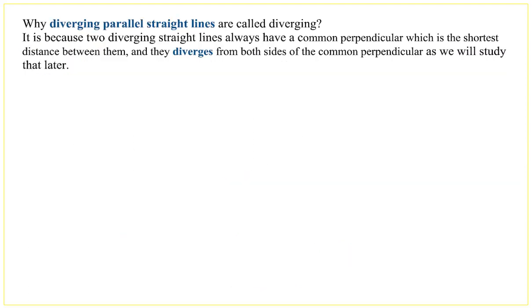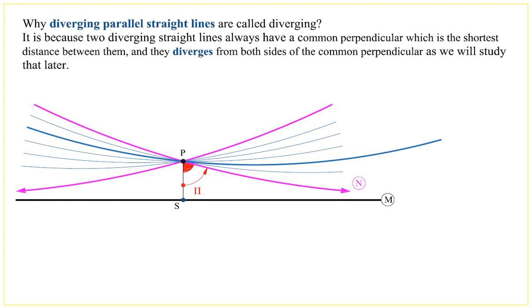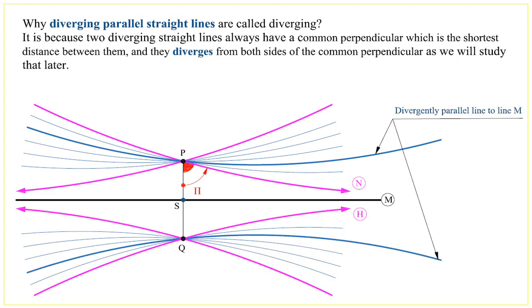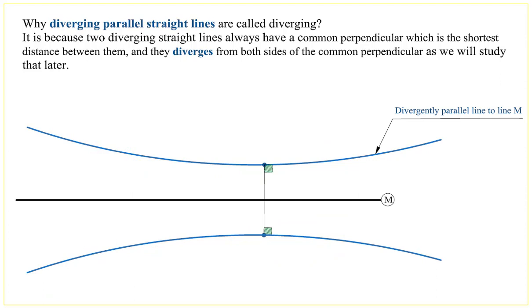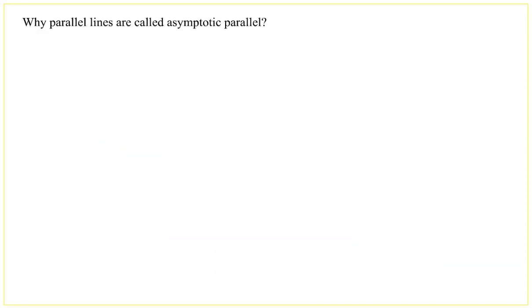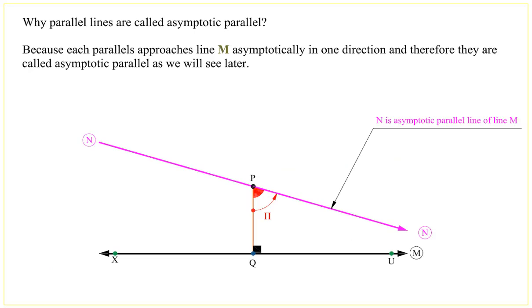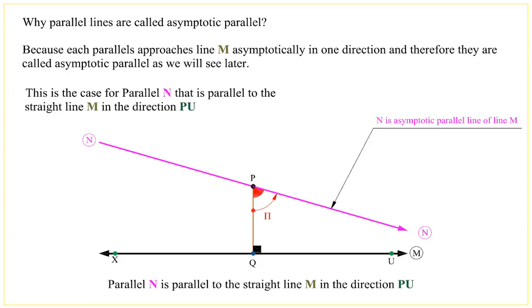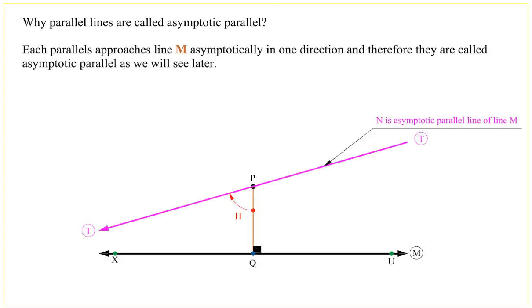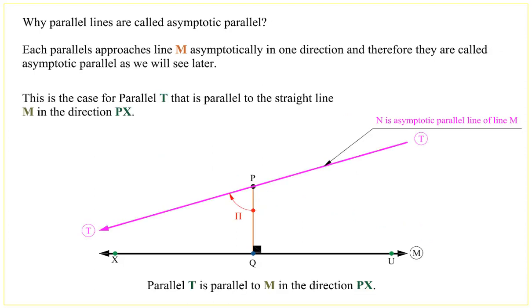Why are diverging parallel straight lines called diverging? It is because two diverging straight lines always have a common perpendicular, which is the shortest distance between them, and they diverge from both sides of the common perpendicular, as we will study later. Why are parallel lines called asymptotic parallel? Because each parallel approaches line M asymptotically in one direction, and therefore they are called asymptotic parallel, as we will see later. This is the case for parallel N that is parallel to the straight line M in the direction PU, and for parallel T that is parallel to the straight line M in the direction PX.